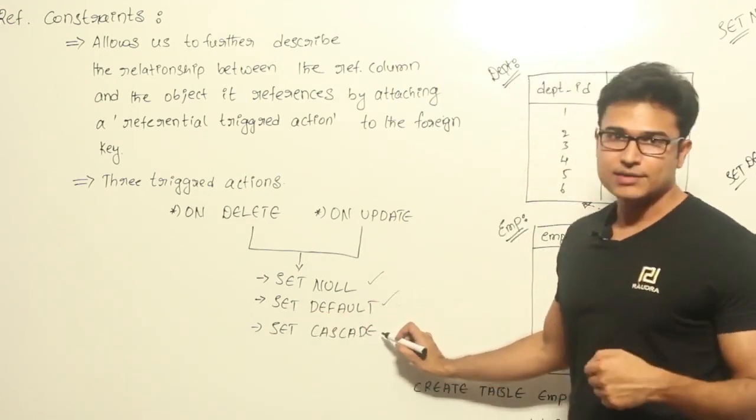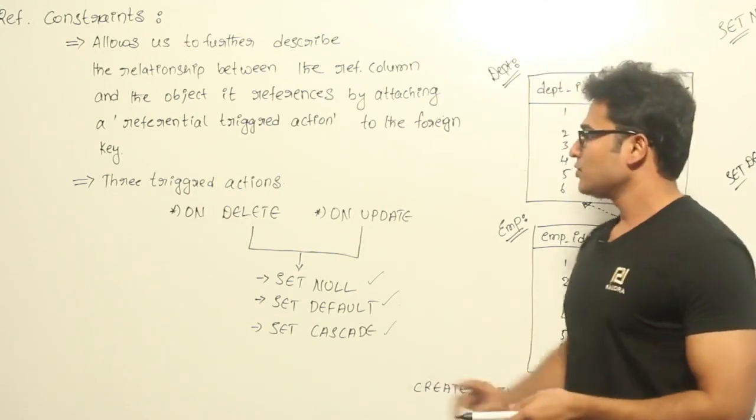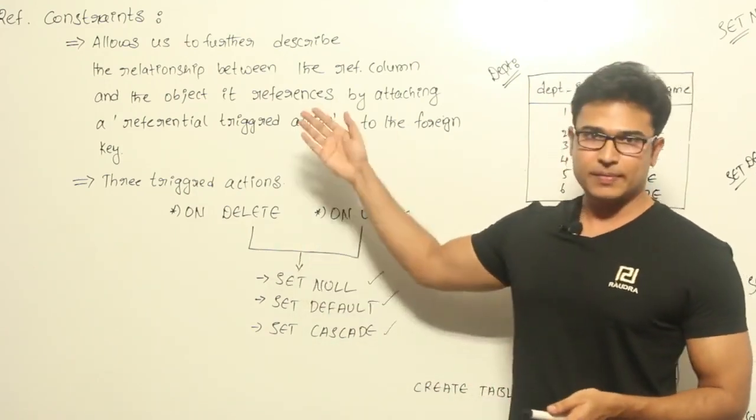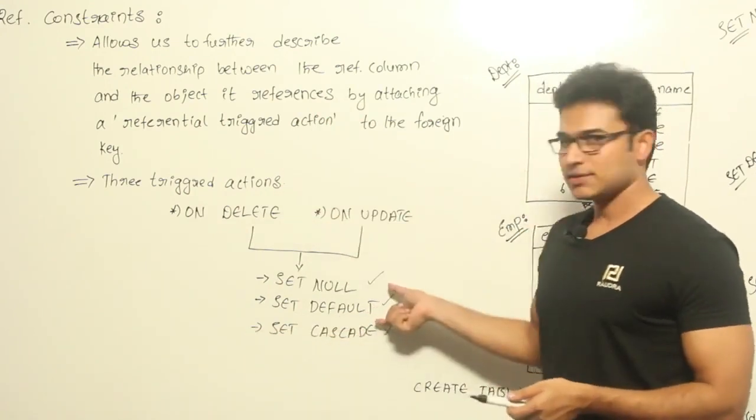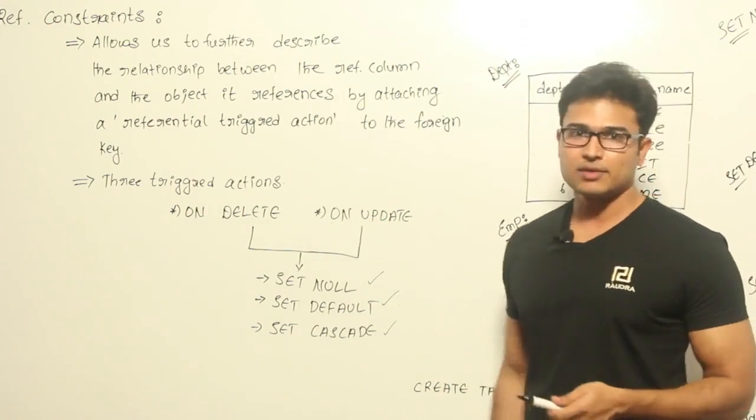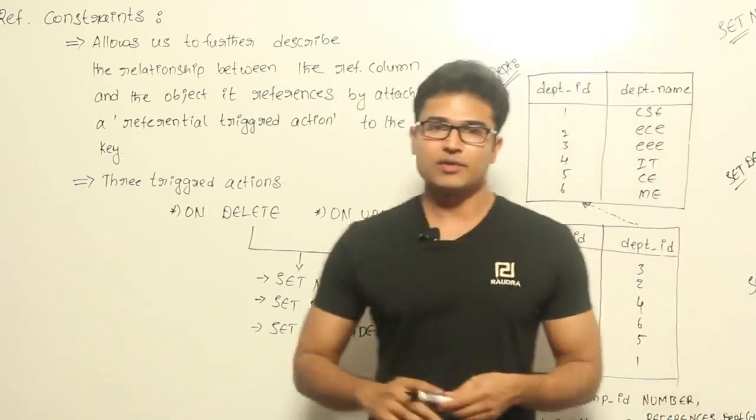And the other one is cascade. Cascade means whenever you change some value or delete some value, you change or delete the value in the employee table also, that is called cascading, which means the change is going to propagate. Okay, now let's see some examples and the queries there.